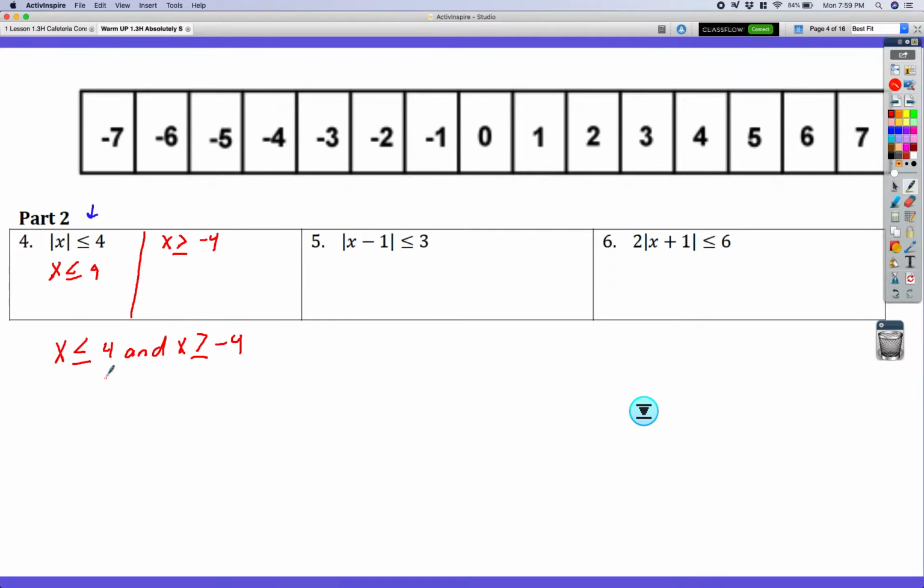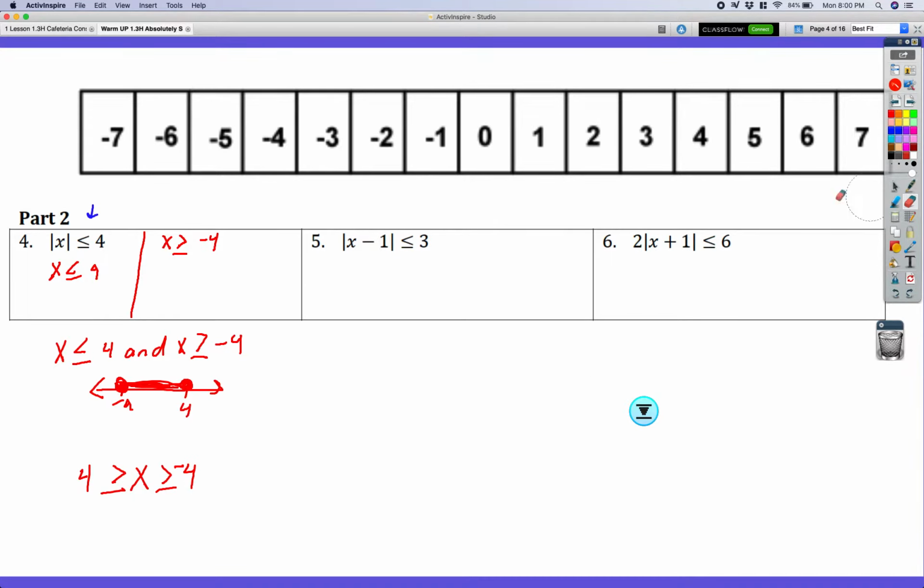So if you were to graph this, it would look something like this. It's an and problem because it would be negative 4, positive 4. You would have a closed circle shaded to the right up to positive 4. So all this would be your solution. To write this, we would write x is greater than negative 4 and less than or equal to positive 4.